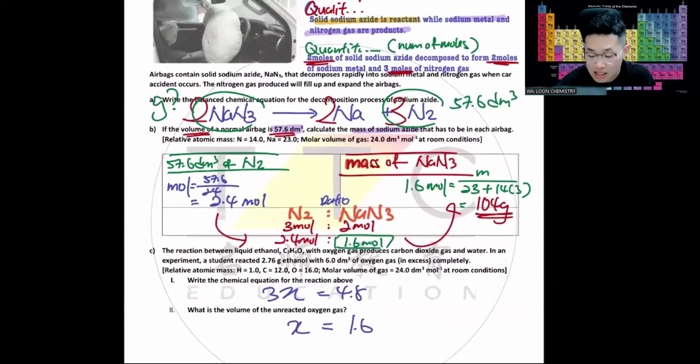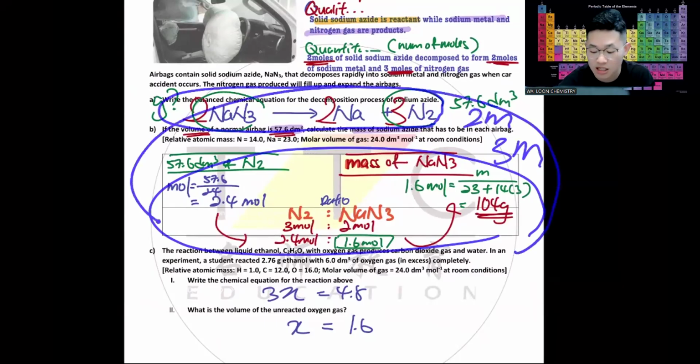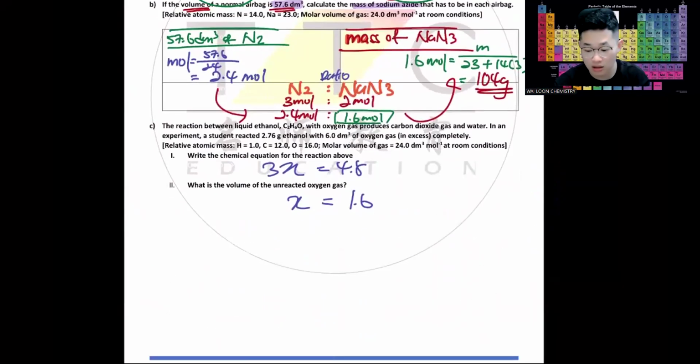A question like this is 3 marks. And then before you do the calculation, they would ask you to do the chemical equation. Chemical equation is 2 marks. So one package like this is 5 marks. Okay, just like that. The one at the bottom.